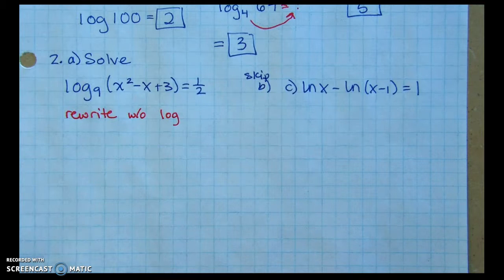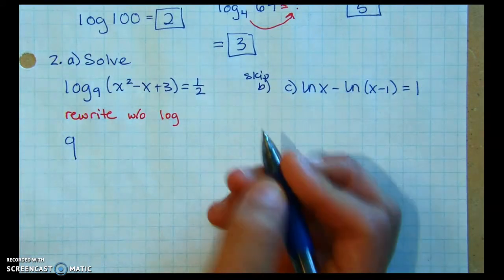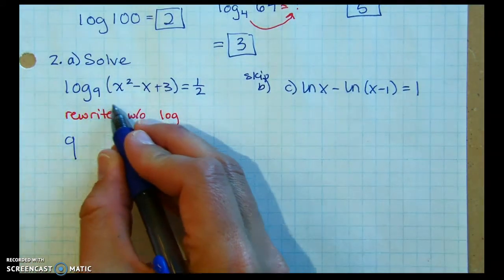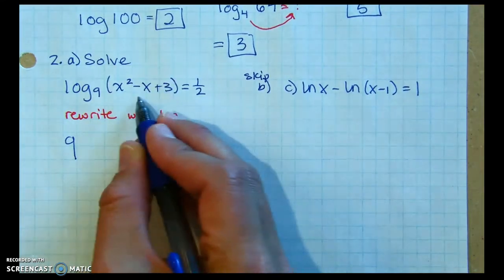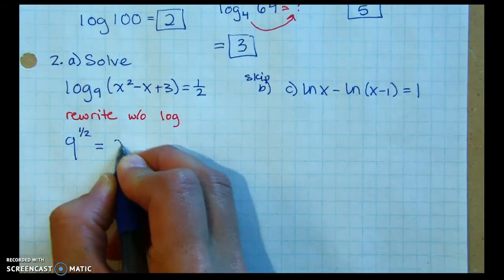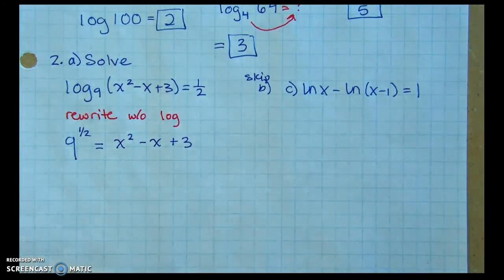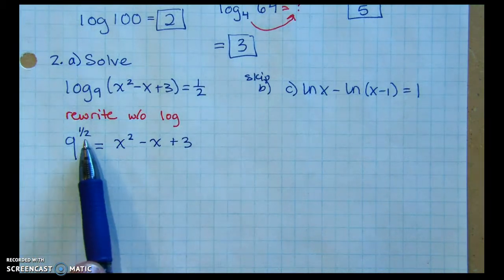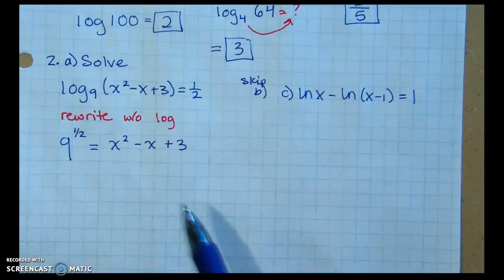So to rewrite this without the log, what is our base going to be? The base is going to be what? Base 9. And what's our exponent? 9 to what power? To the 1/2 is going to equal this quadratic here. Okay? So we have 9 to the 1/2 equals x squared minus x plus 3. What is 9 to the 1/2? Remember we said 1/2 is the square root. So 9 to the 1/2 is 3.